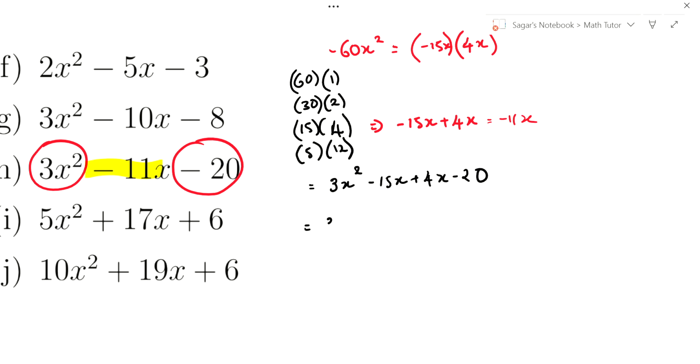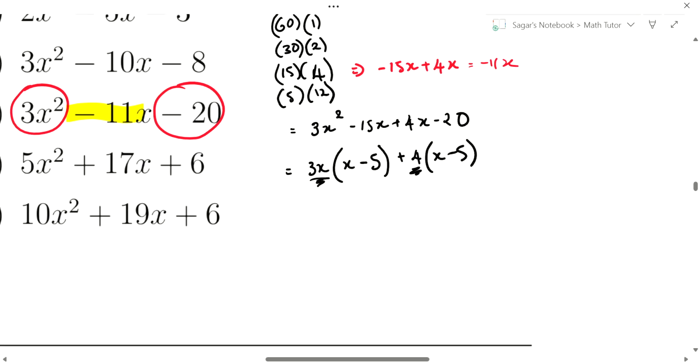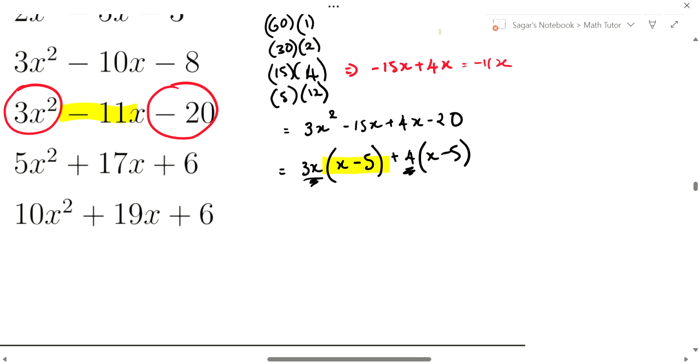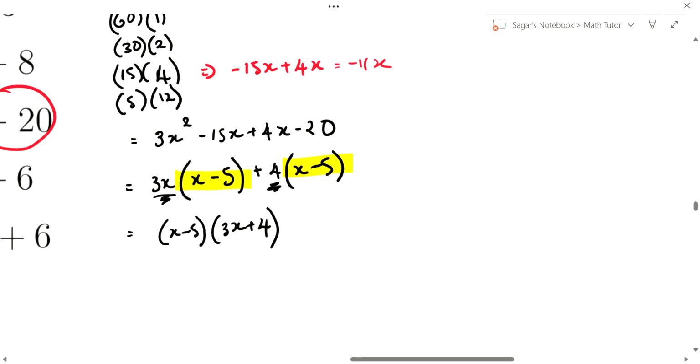Let's factor out 3x, open brackets, x minus 5, plus 4, open brackets, x minus 5. So in the first pair, 3x was common, second pair, 4 was common. Now, let's factor out the common term, x minus 5, open brackets, 3x plus 4. And that is your answer.